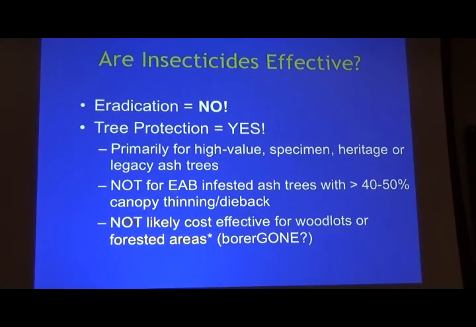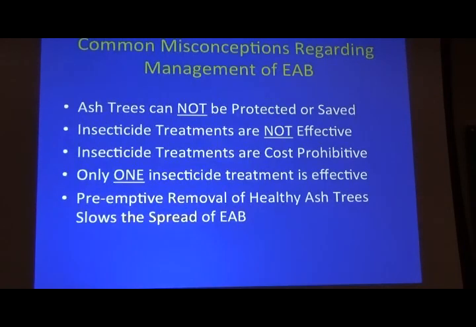Really, we're talking about high value specimen trees, heritage trees, legacy trees, boulevard trees, landscape trees. If you've got a wood lot or a forested area, don't think about it. Forget about it. But if you have a tree that is exhibiting 40, 45, 50% canopy dieback, forget about it. Get the chainsaw out, get rid of it. You're wasting your time. Okay?